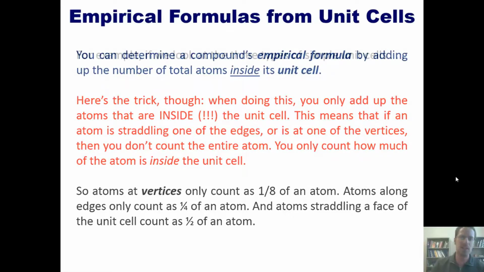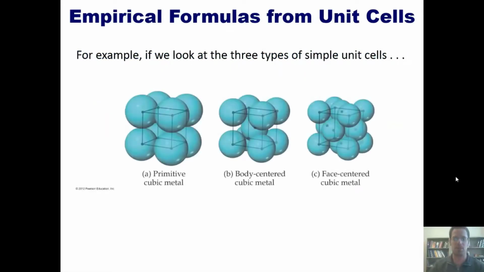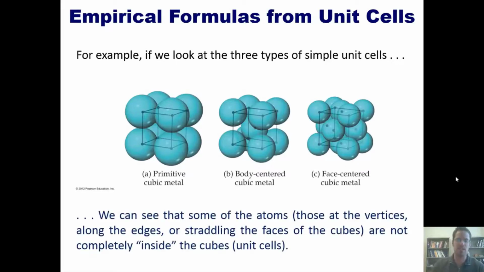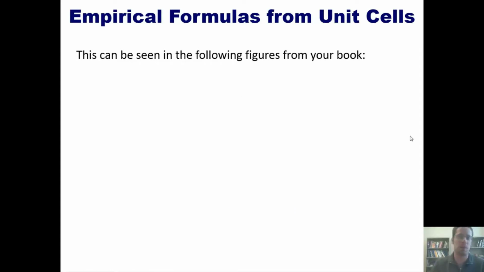For example, if we look at 3 different types of simple unit cells, we can see that some of the atoms, for example these ones at the vertices along the edges or those straddling the faces of the cubes, are not completely inside the cubes. This is shown a little bit more clearly in the following figures from our book.